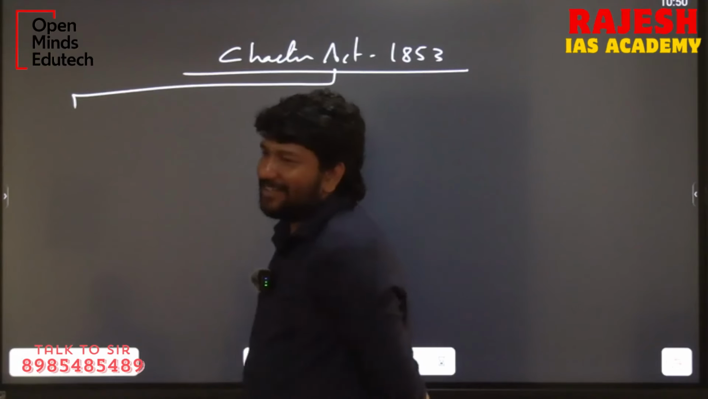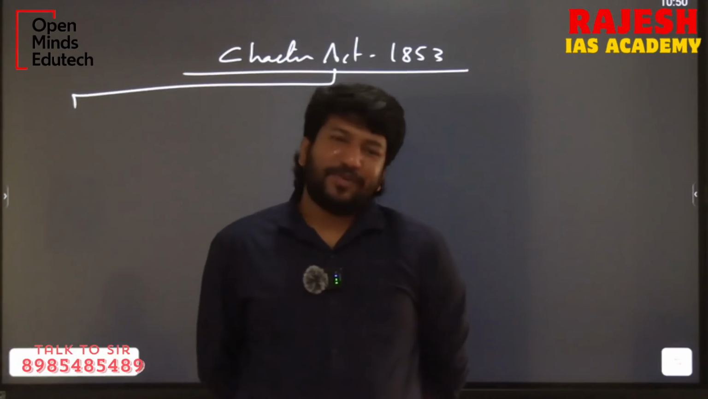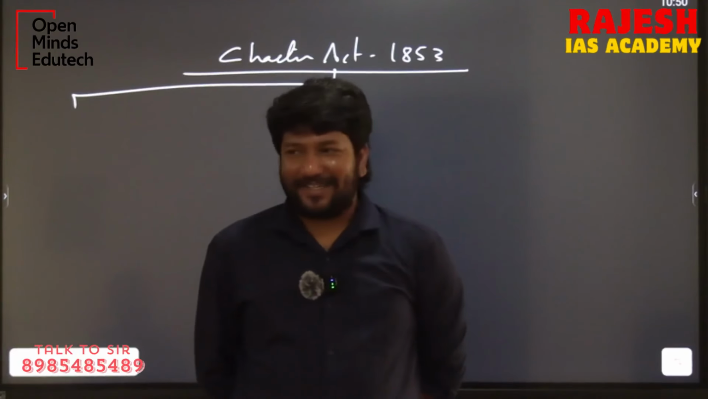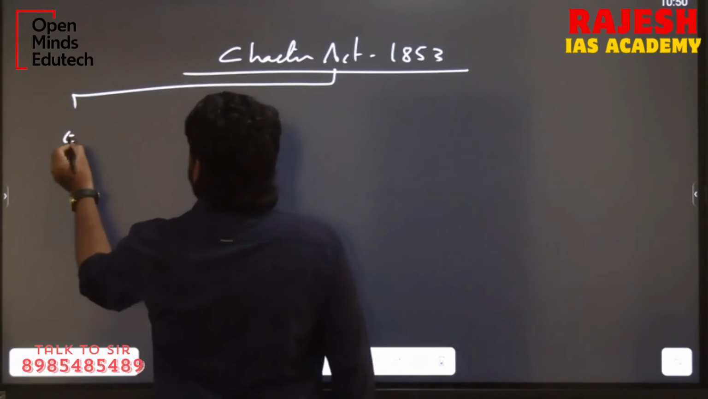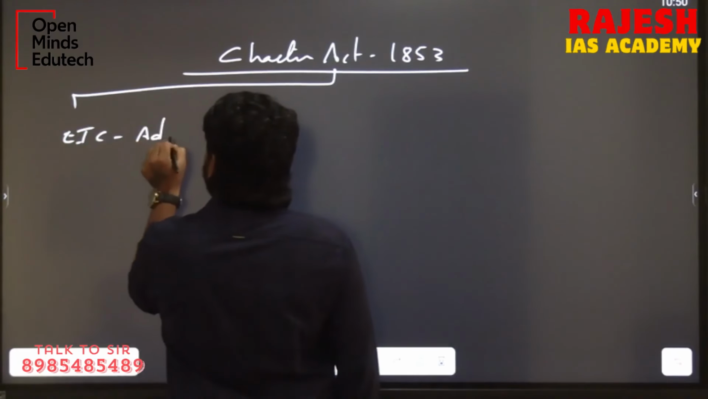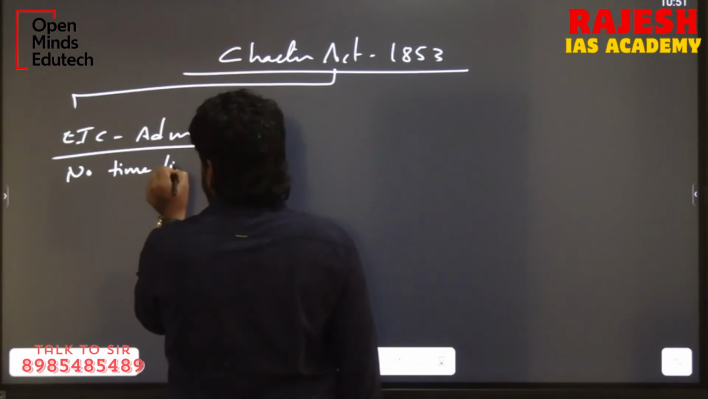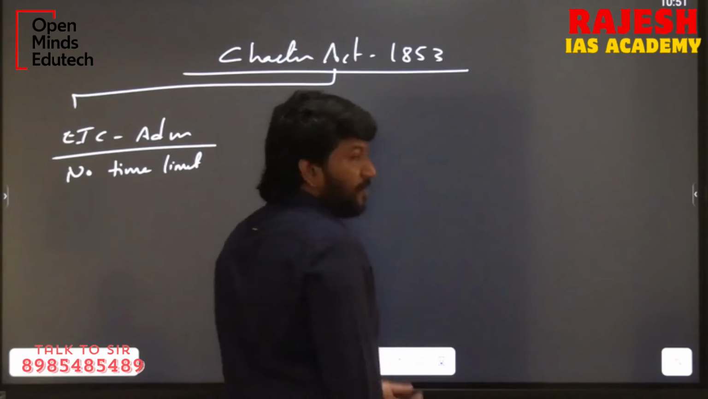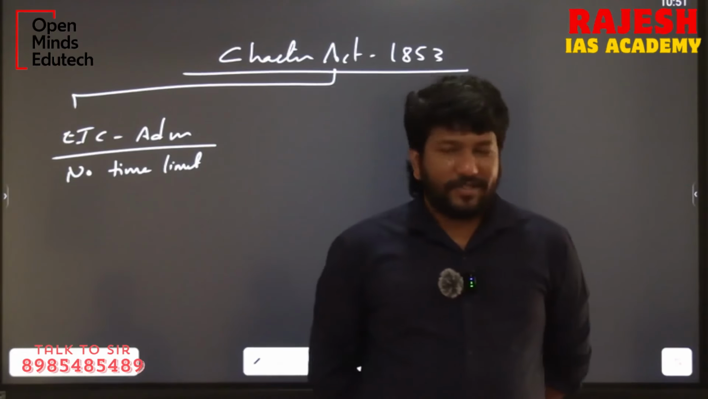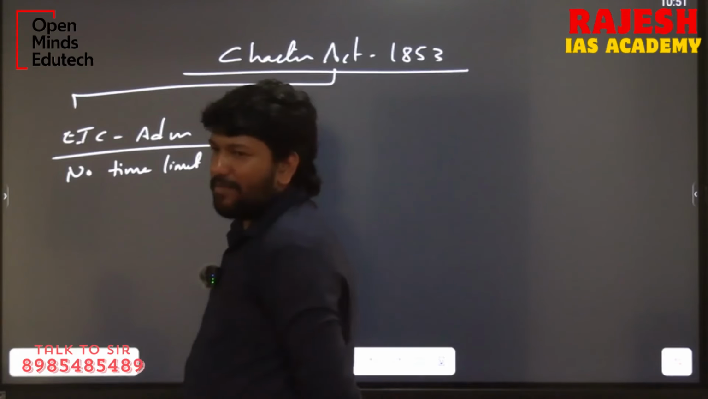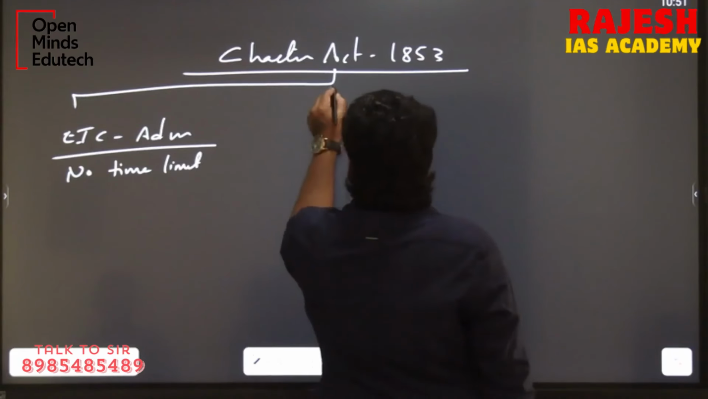It said that you will stay in the palace only until I say. Okay, so there is no time limit. You write: the East India Company will administer India, but no time framework. No time limit is mentioned. That is why in 1857 it took it away, because the time limit is not mentioned.